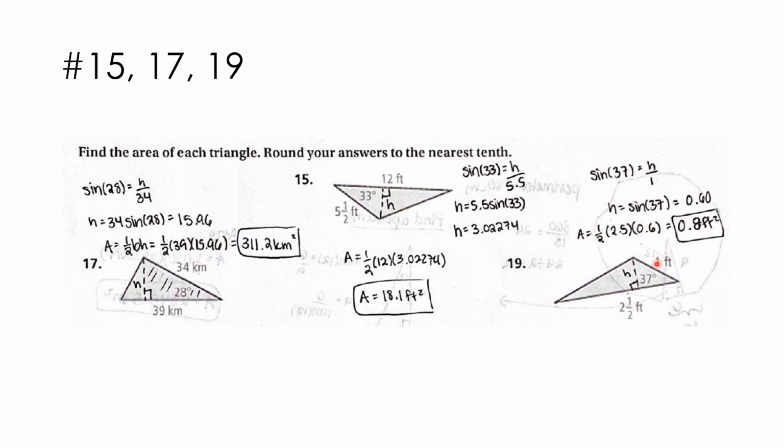Number 19, I drew in my height here. I'm going to use the sine of 37 equals h over 1. That's convenient because h divided by 1 is just h, so I don't have to do any extra math. That's 0.60 approximately in my calculator. So again, the base is 2.5. So it's going to be 1/2 times base 2.5 times height 0.6. And that gets you 0.8 feet squared.